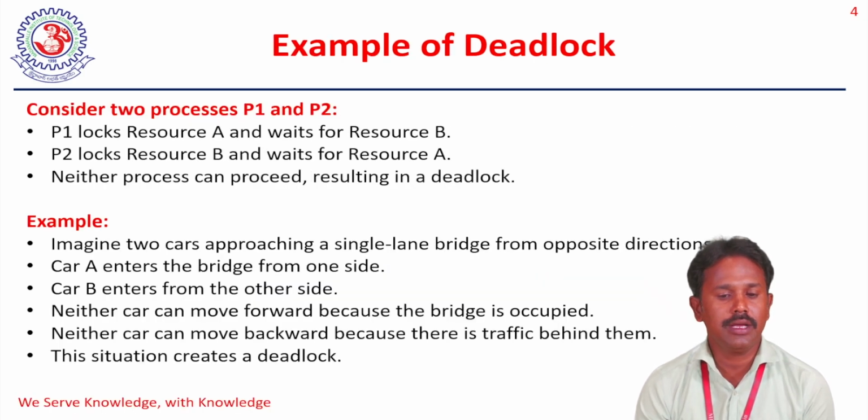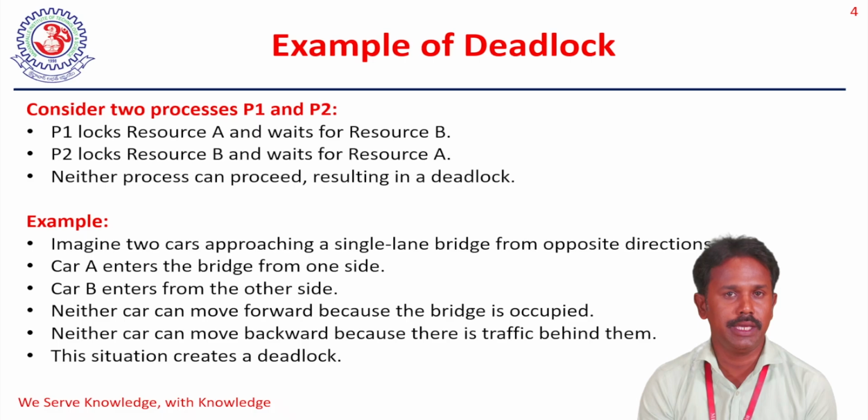Examples of deadlock: consider two processes P1 and P2. Process P1 locks resource A and waits for resource B. Process P2 locks resource B and waits for resource A. Neither process can proceed. This situation results in a deadlock. Both processes P1 and P2 cannot complete their work. Both are in waiting state only. This situation we can call a deadlock.